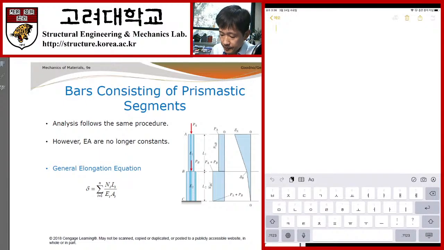Alright, after the last lecture, I had a question from a student who seems not to clearly understand the concept of the analysis for statically indeterminate structures. So that's why I'd like to revisit the problem again. What kind of problems do we want to use?